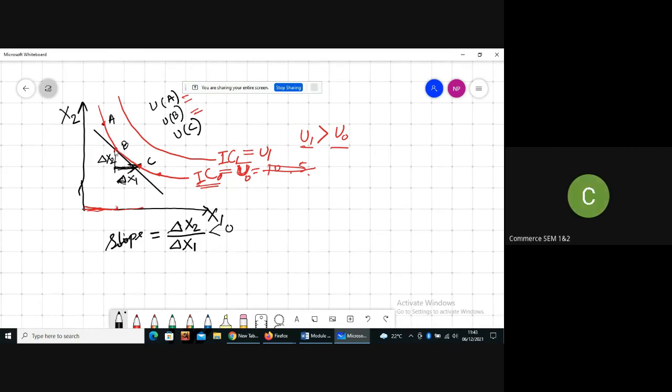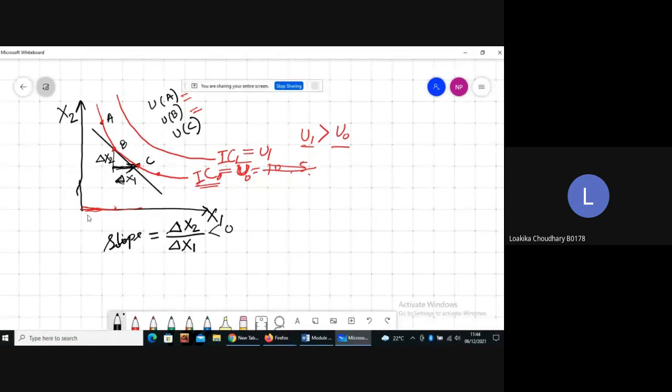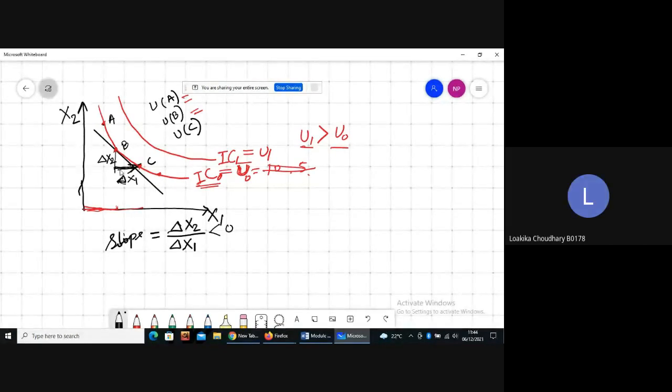Yes, so basically we are starting from point B and we are moving to point C. So you start from point B. At point B, how much amount of x1 are you consuming? This much amount of x1. And in point C, you are consuming this much amount of x1. So in point C, your amount of x1 increases. More of x1 you are getting at point C.